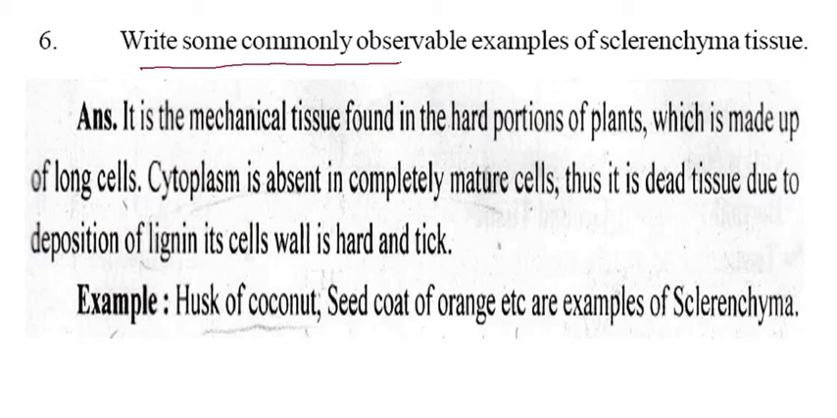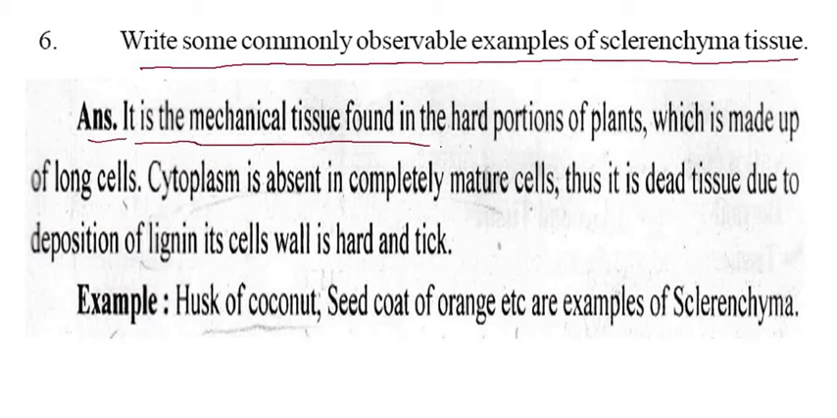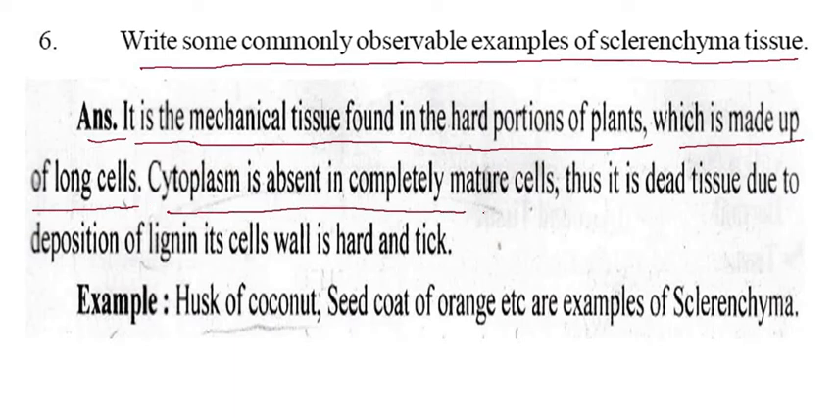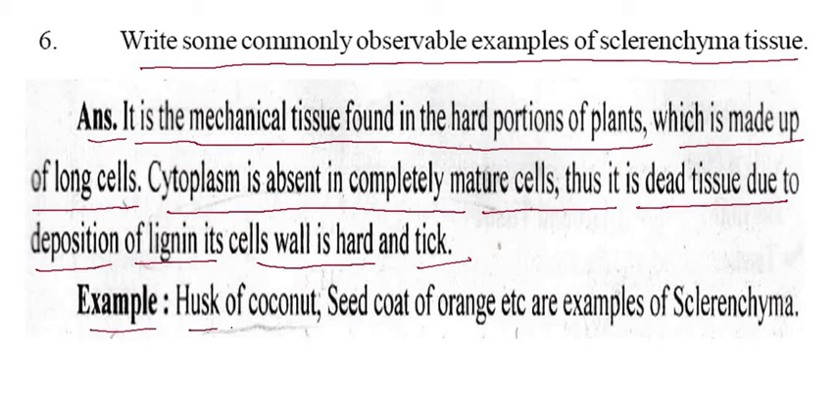Write some commonly observable examples of the sclerenchyma tissue. So for the answer you can write: it is a mechanical tissue found in the hard portions of plants, which is made up of long cells, and cytoplasm is absent in the completely mature cells. Thus it is the tissue whose cell wall is hard and thick due to deposition of lignin. Examples are the husk of the coconut, seeds of the orange, etc. Examples of the sclerenchyma.